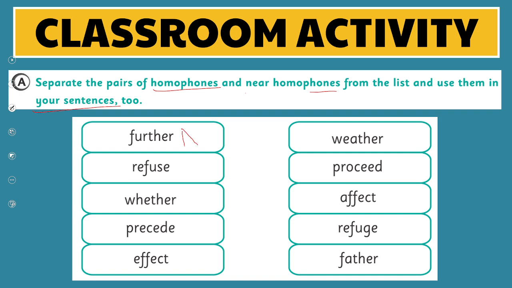We are going to write NH for near homophones and H for homophones. Further and farther. They are near homophones. Refuse and refuge. Near homophones. Whether and weather. They are complete and full homophones. Precede, proceed. Near homophones. Effect and affect. They are also near homophones.